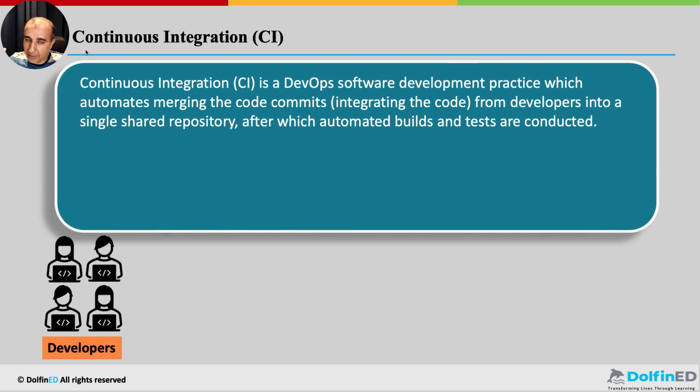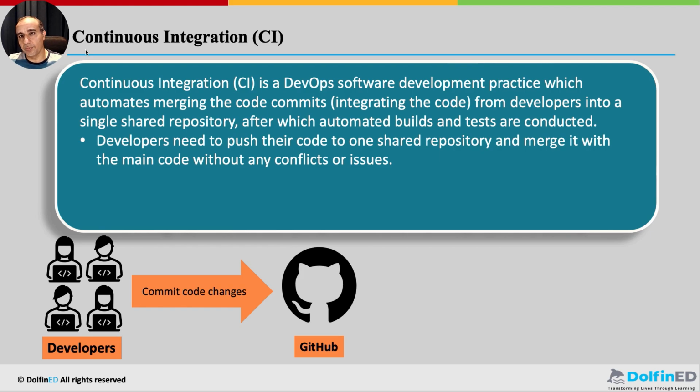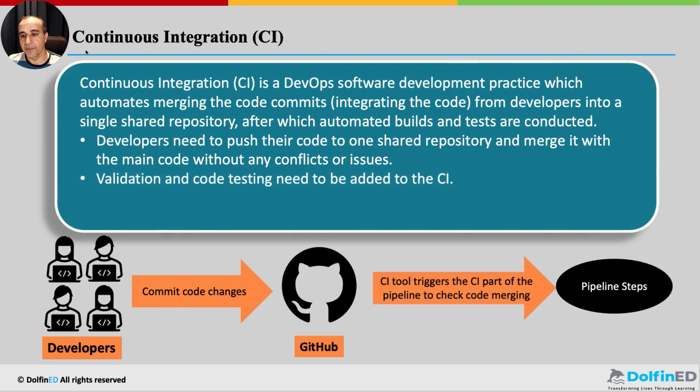It aims at integrating or merging the code more frequently from the different development teams or developers in a shared repository, and then we build that part of the application by integrating that code and doing testing to discover bugs and then provide feedback to the developers. That means developers need to push their code more frequently into that shared repository, and it gets merged with the main code, hopefully without any issues. Then we start the validation and code testing.